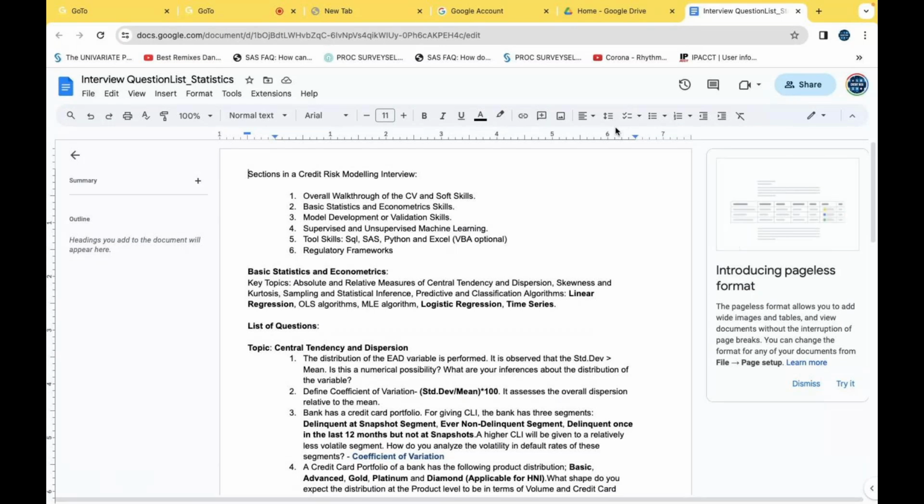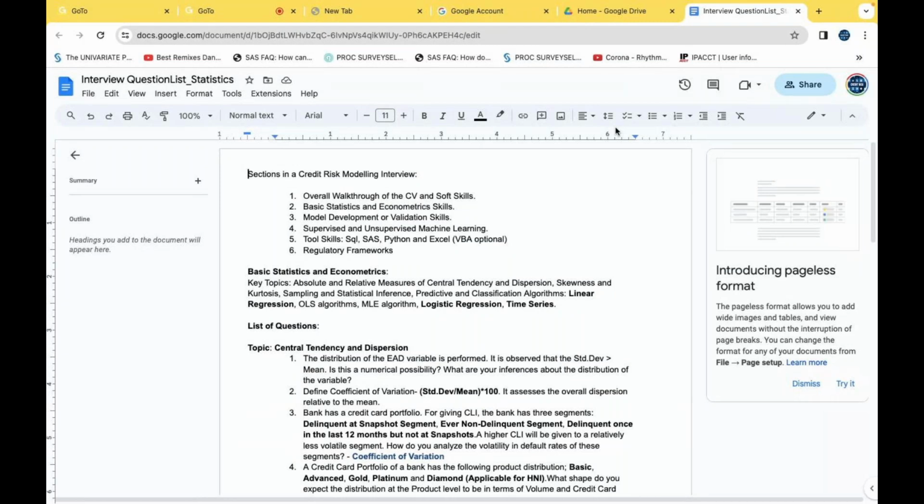So the 6 broad areas on which questions generally tend to come are the overall walkthrough of the CV and the soft skills, basic statistics and econometric skills, model development and validation skills, supervised and unsupervised machine learning models, tool skills like SAS, SQL, Python, Excel, and regulatory frameworks.